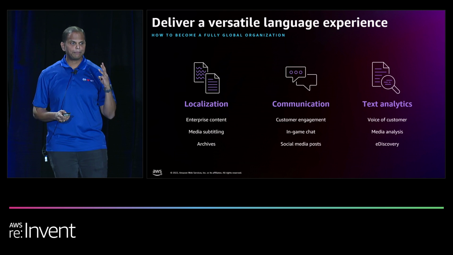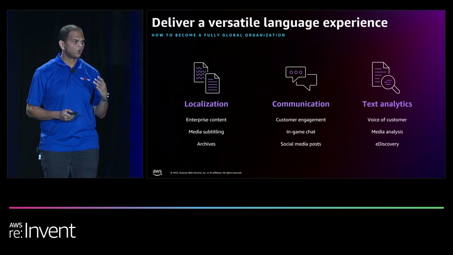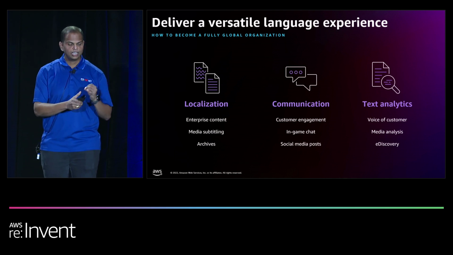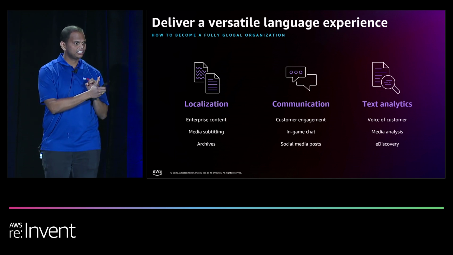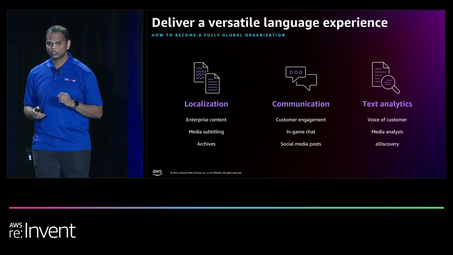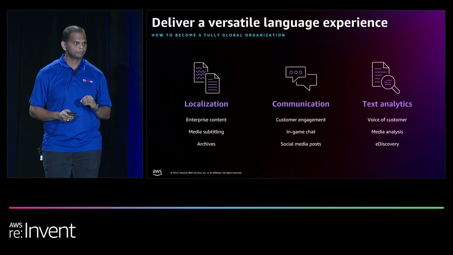Now there are three main pillars which are required for any organization to become truly and fully global: content localization, multilingual communication, and text and media analysis. And Amazon Translate helps you with all three of them.